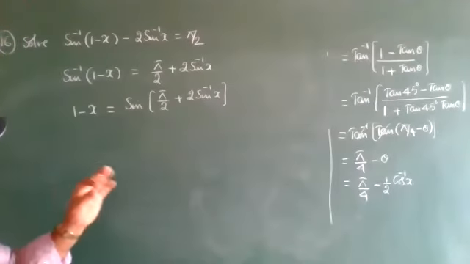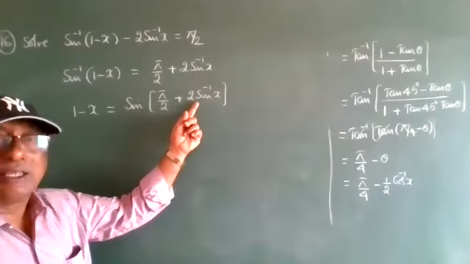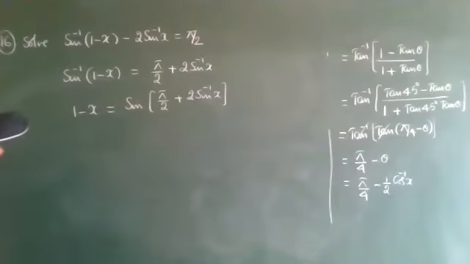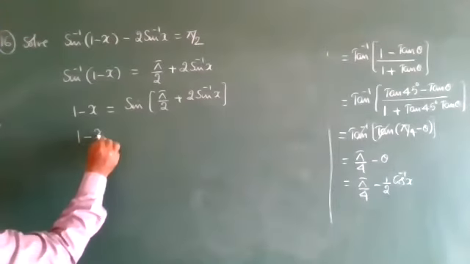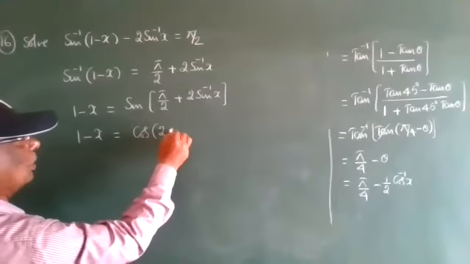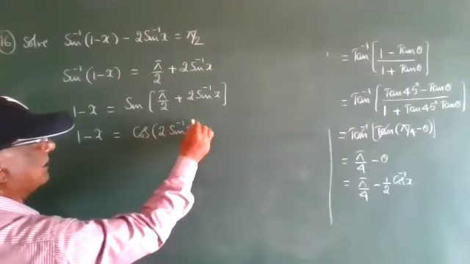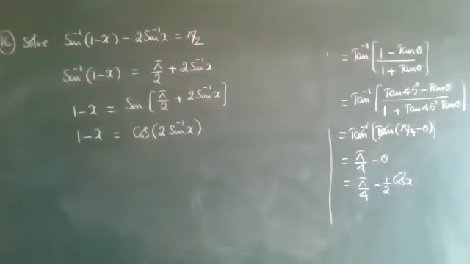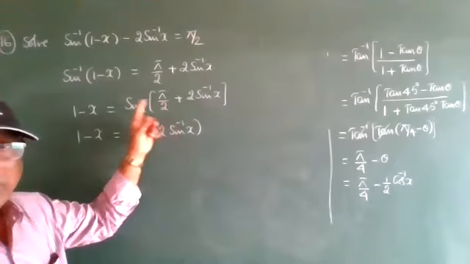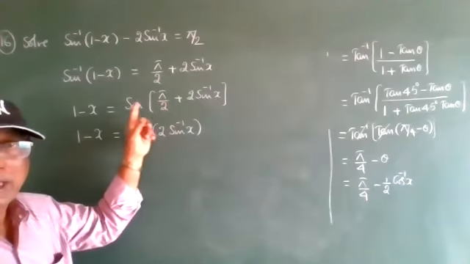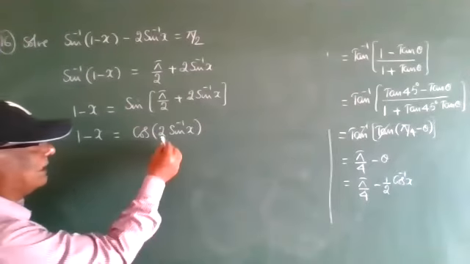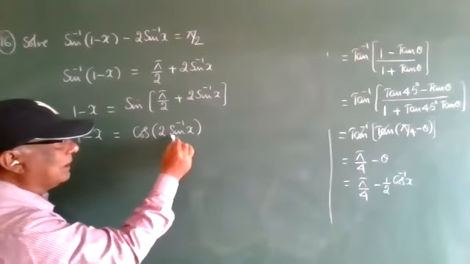90 plus theta should be remembered. 90 plus theta is the second quadrant. Name changes. Sign is positive in the second quadrant. So 1 minus x is equal to, name changes to cos, of the remaining angle, which is 2 sine inverse x. Okay? So 90 plus theta, second quadrant, sine is positive, 90, name changes to cos, remaining angle is 2 sine inverse x. It is in the form of cos 2 theta.